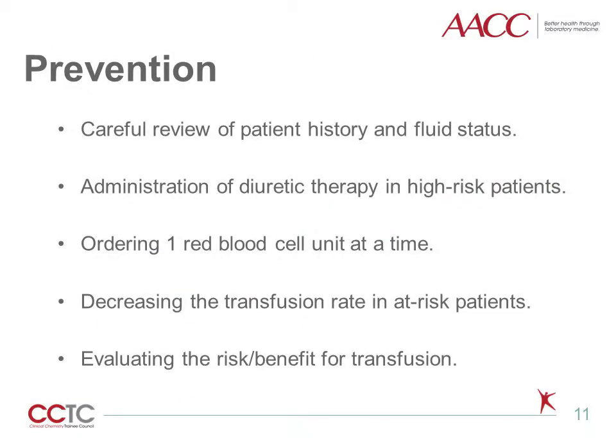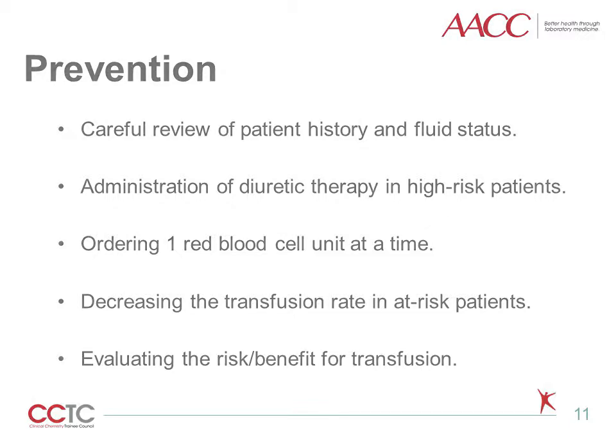Prevention of TACO involves several steps. A careful review of the patient's history and fluid status is needed. Administration of diuretic therapy in high-risk patients should be considered. Ordering just one red cell unit for transfusion at a time is prudent practice. Decreasing the transfusion rate to 1 milliliter per kilogram per hour in at-risk patients is also a wise practice. Assessment of the risk versus benefit of the transfusion is also essential. A discussion with the patient as part of the consent for transfusion must include a discussion of the risks and benefits of transfusion.